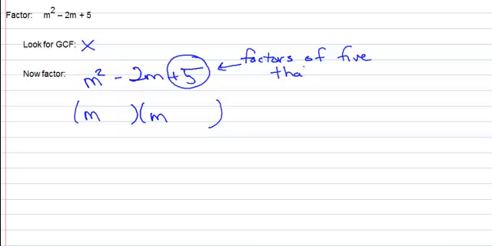that add, we're reading backwards, to this middle coefficient that add to 2. So the factors of 5 that add to 2, and you might scratch your head a little bit, but the fact of the matter is that there are no factors of 5 that add to 2. The only factors of 5 that we have are 1 and 5, and 1 plus 5 will never be 2. So what have we done here? We've just proved that this is not factorable.